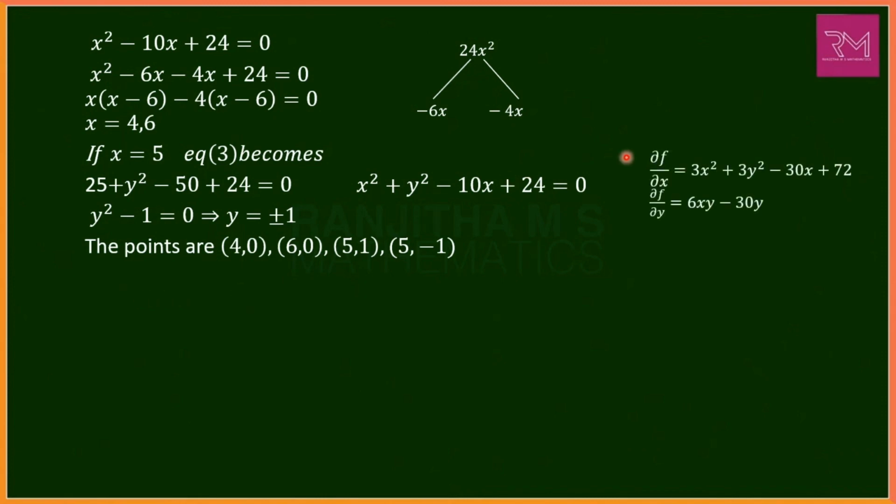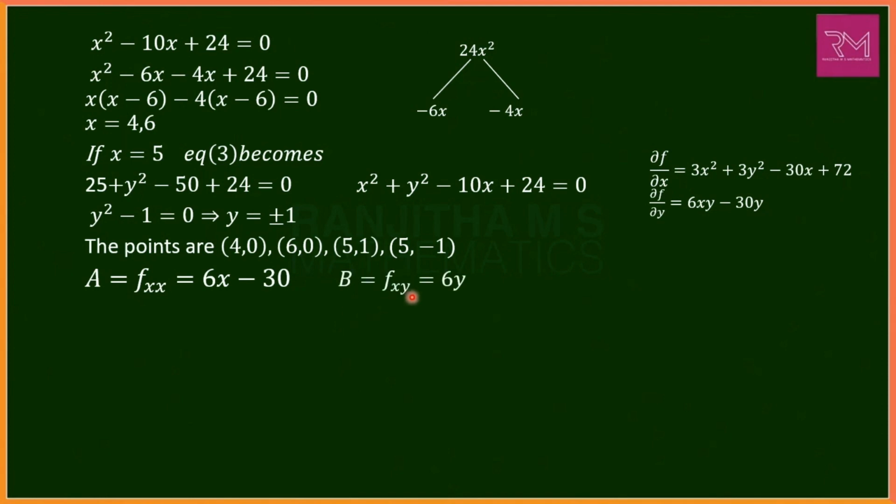For that, del f by del x is 3x square plus 3y square minus 30x plus 72. Del f by del y is 6xy minus 30y. Here A is del square f by del x square. Here 3x square differentiation is 6x, plus this value becomes 0, minus 30. Hence we get 6x minus 30 as A.